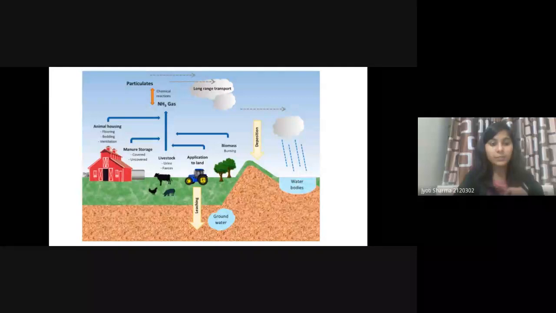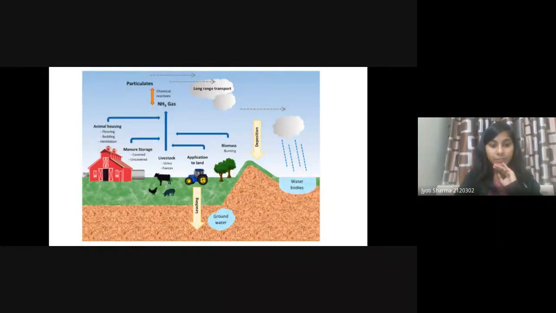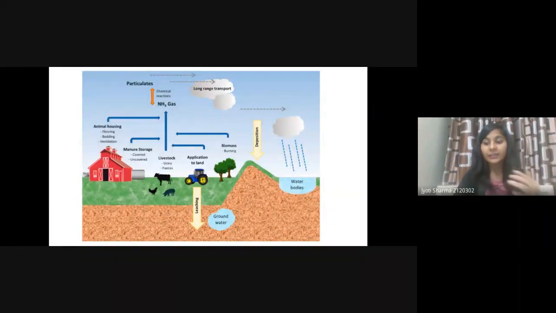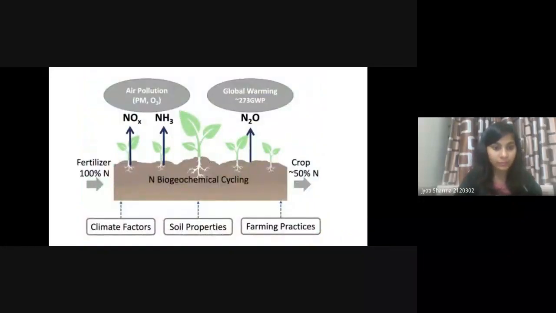Okay, so here you can see manure storage and livestock: because of the urine and the feces, in that urine as well, there is a lot of nitrogen. And whenever you are applying fertilizer to your land, that will also give you nitrogen. That nitrogen will leach into your soil, and then whenever it mixes with your groundwater, it will give you some different types of inorganic nitrogen into your atmosphere. I think I also have one more slide.